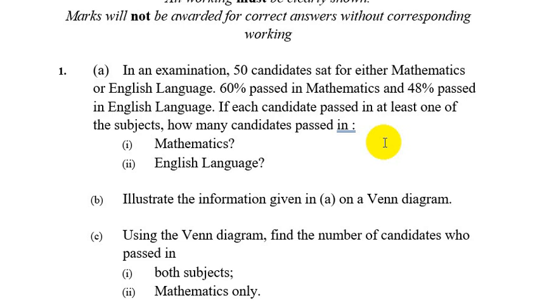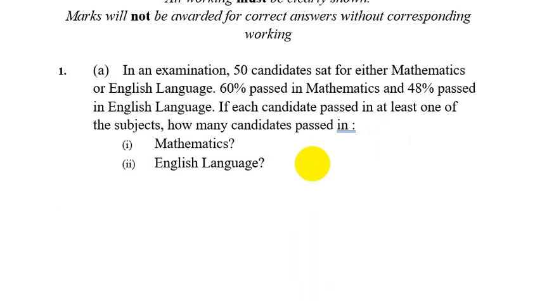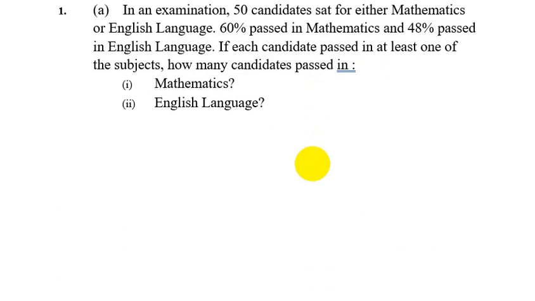Now, this question is clear that we were not given the exact figure for those who passed in maths and that of those who passed in English. So we have to find that first. We were not given those who passed maths and those who passed in English, so let's find that first.